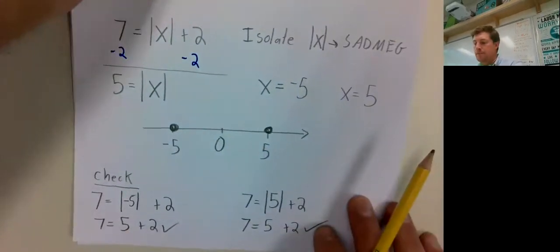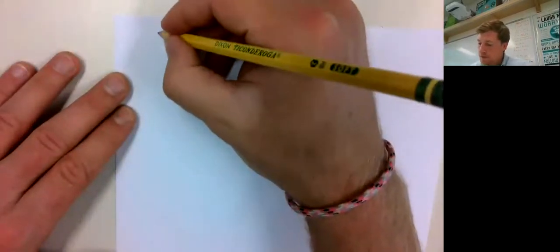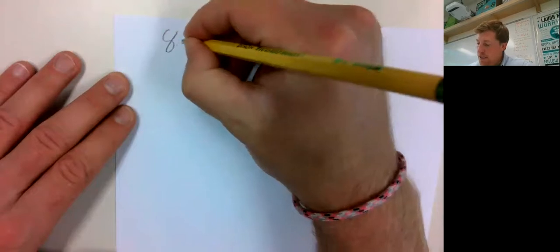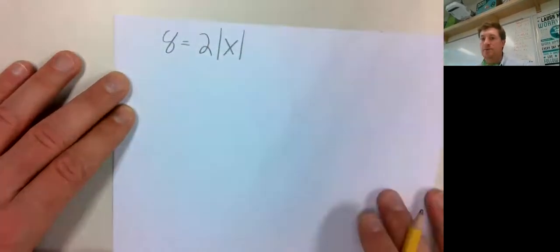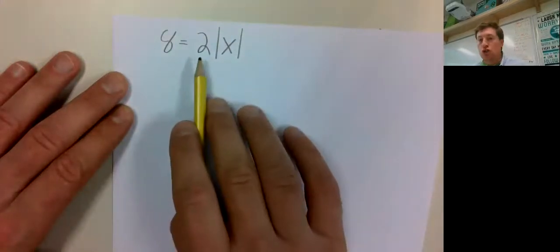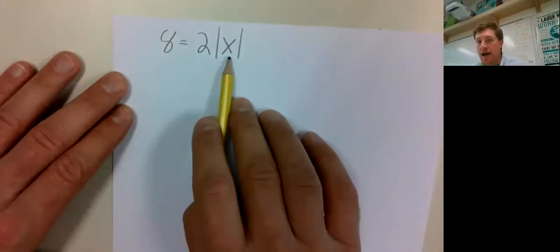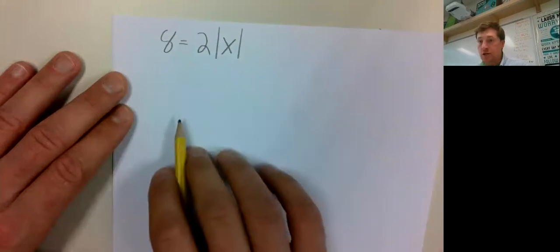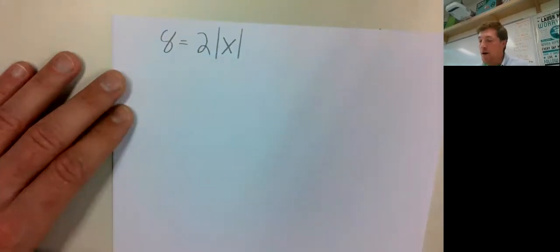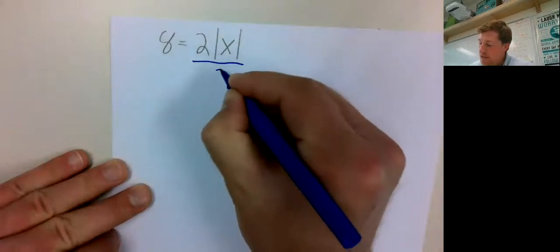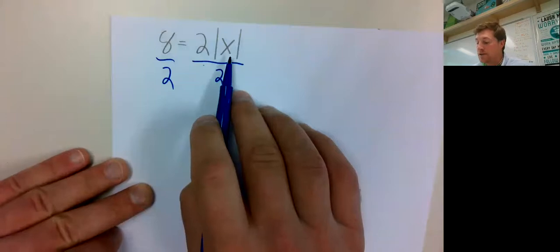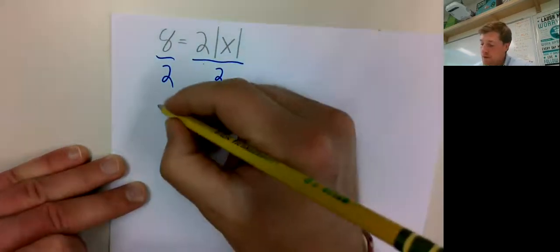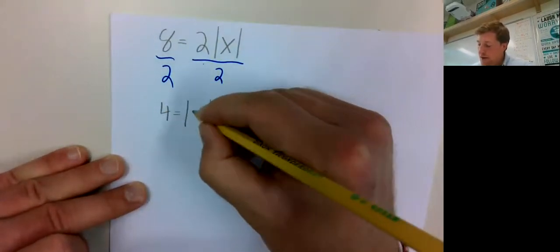Let's do one more. Let's do 8 equals 2 times the absolute value of x. So this is like saying 2 times the absolute value of x equals 8. Well, the first thing we need to do is isolate the absolute value of x. So I'm going to divide by 2, divide by 2. Remember, this is saying 2 times the absolute value of x. So I'm going to divide. 4 equals the absolute value of x.